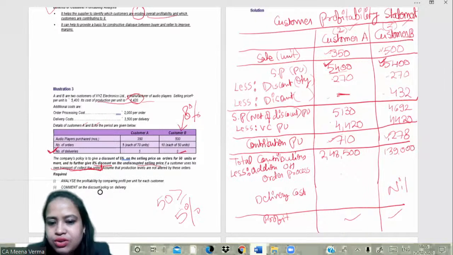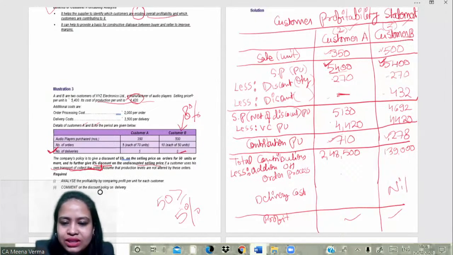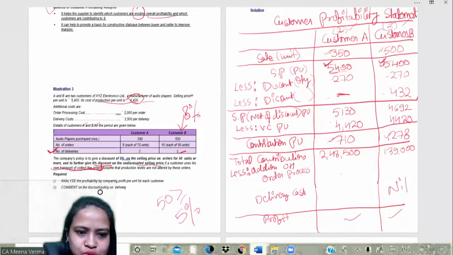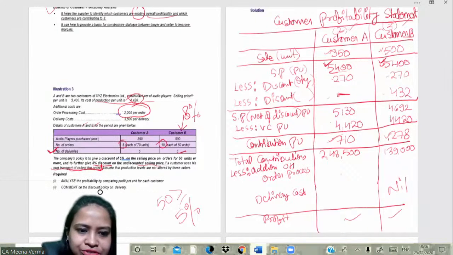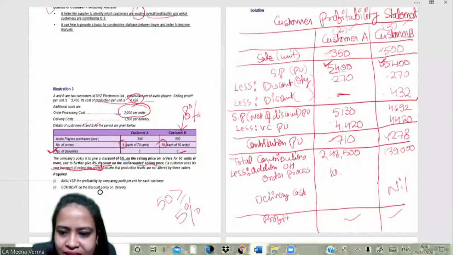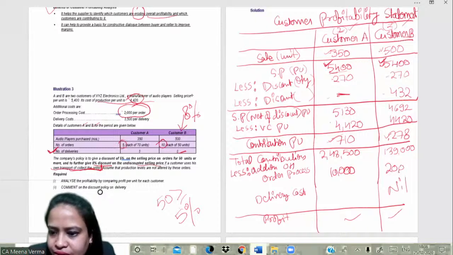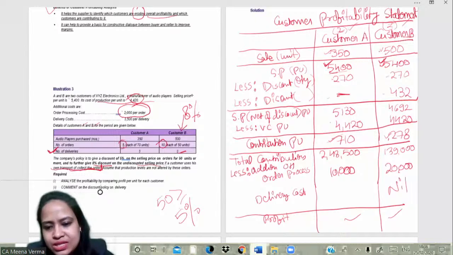This is the total contribution which we are getting here. Now let us see the order processing cost and delivery cost. Order processing cost is 2,000 per order. How many orders for customer A? 5 orders. How many orders for customer B? 10 orders. So we will multiply 5 with 2,000 and 10 with 2,000. At this place we will get 10,000. At this place we will get 20,000. Okay. So in this way we have found the order processing cost.